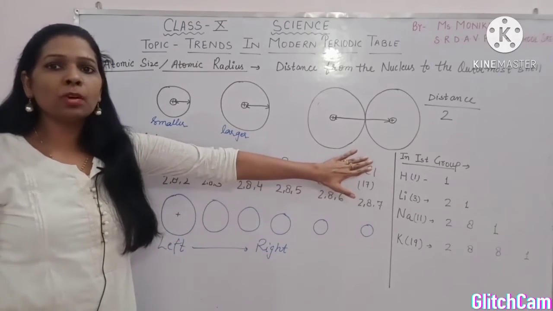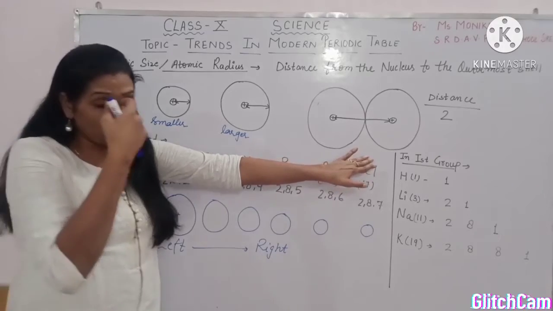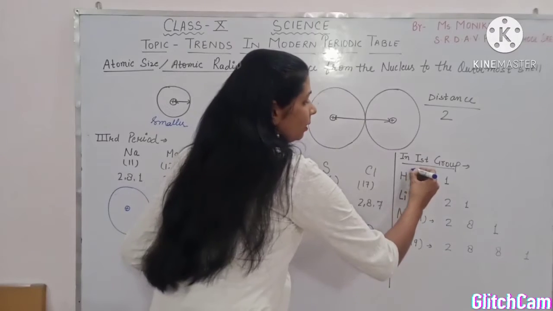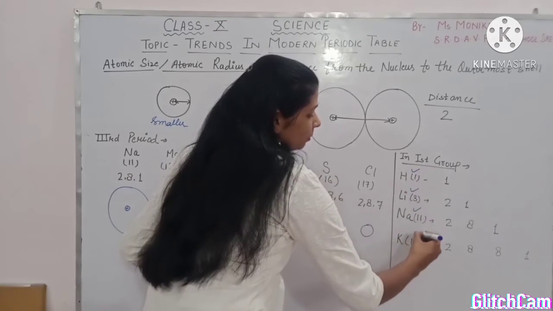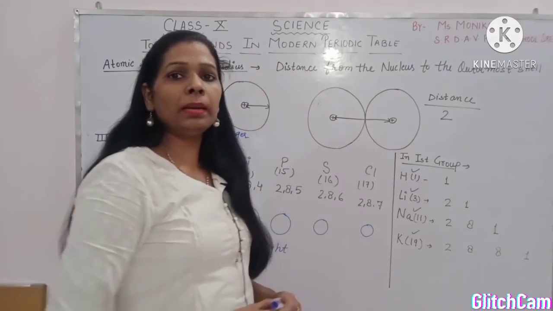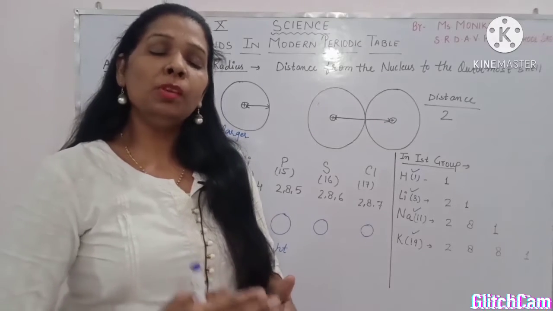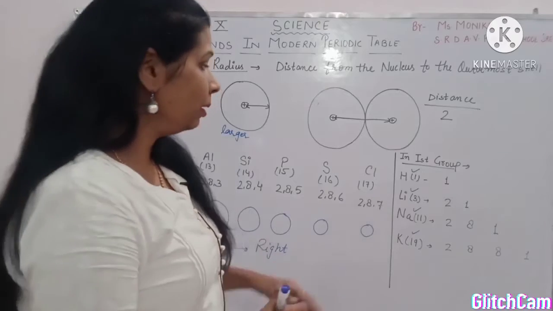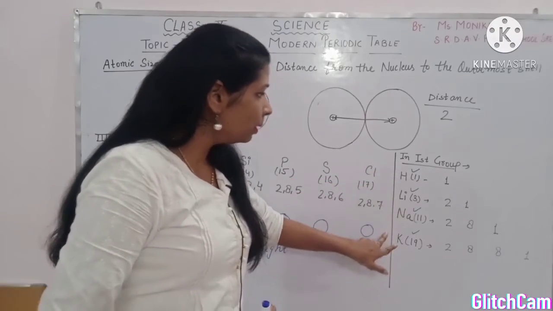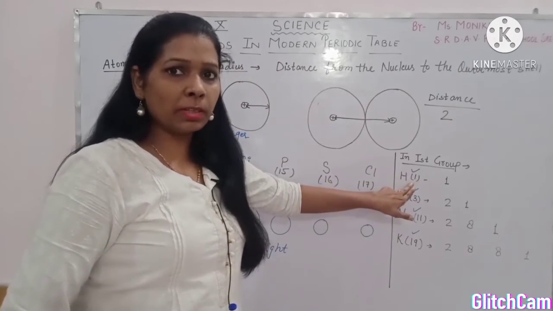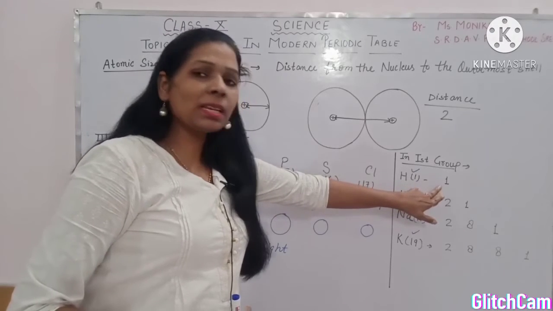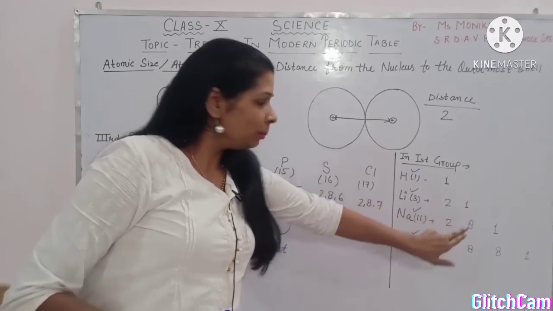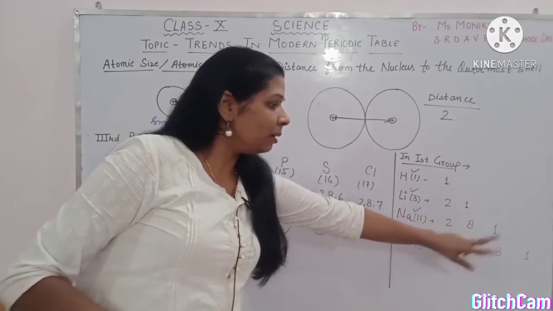Now in the case of a group, what happens? In the case of a group, as you can see here, the atomic number increases, no doubt. Atomic number increases, that means nuclear charge also increases. But remember one thing, in the case of a group, no doubt the nuclear charge increases, but the shells also increase. It contains only one shell, then two shells, then three shells, then four shells.